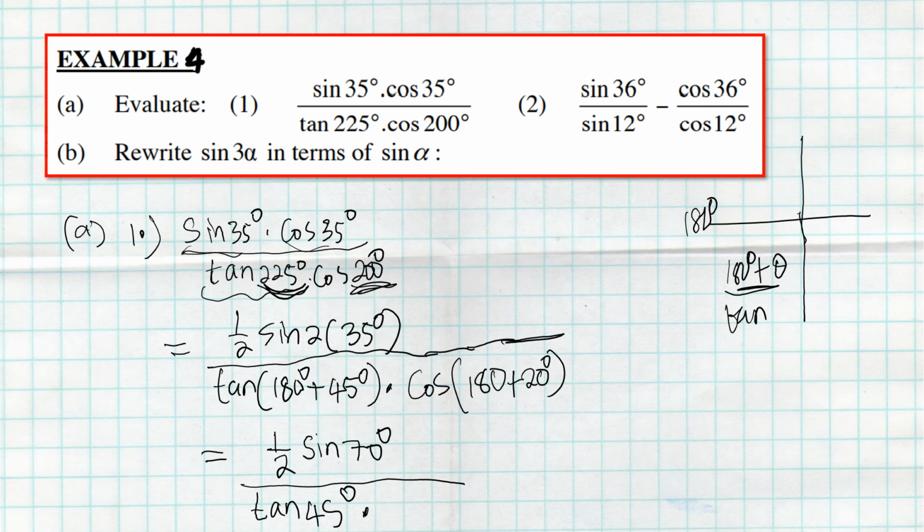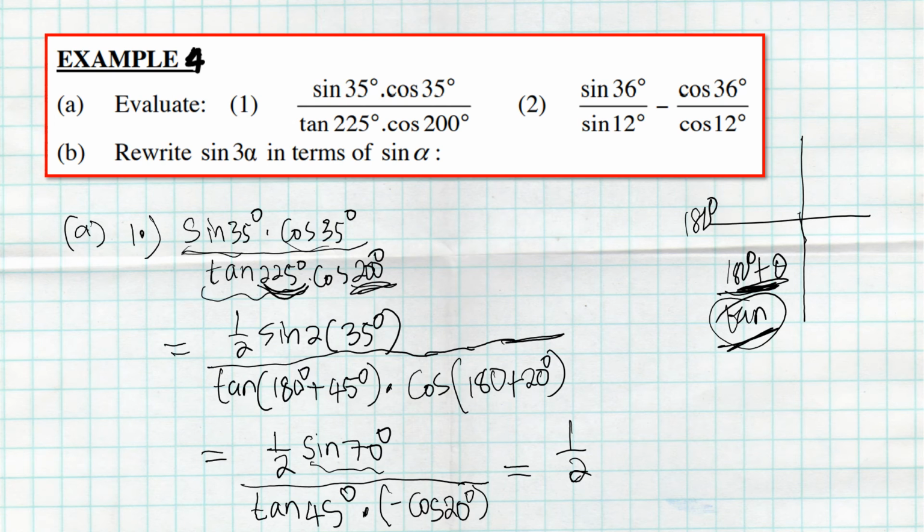Multiply by cos 180 plus 20 degrees. So 180 plus theta is in the third quadrant, and we have tan, so cos will be negative, right? When we reduce it, it becomes negative cos 20 degrees. So let's go. Also here we can reduce this one, right?